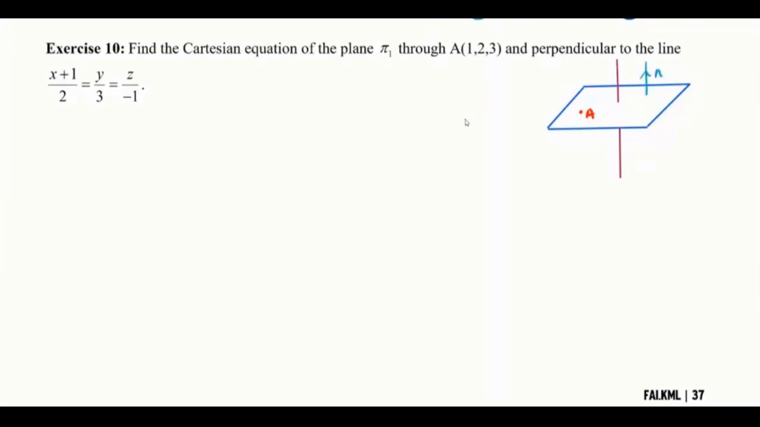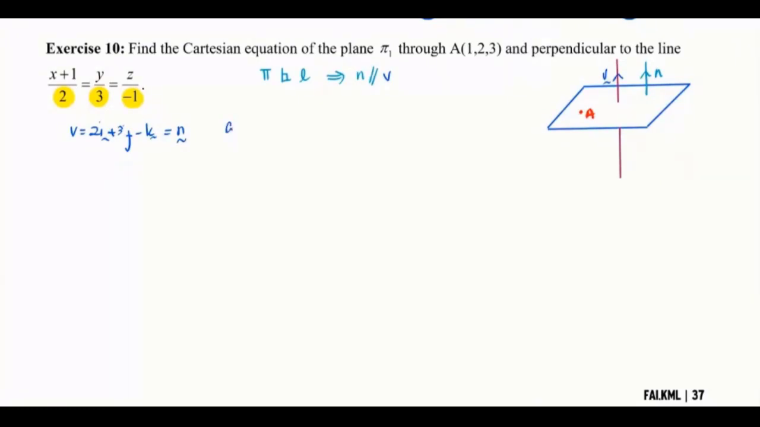So when the plane is perpendicular to the line, it means your normal will be parallel to the V. It will be parallel to the V. So when it is parallel to V, you can borrow V from the line to be our normal. Directly from the line we have the V, so your V equals 2i plus 3j minus k. This will be equal to your normal vector.